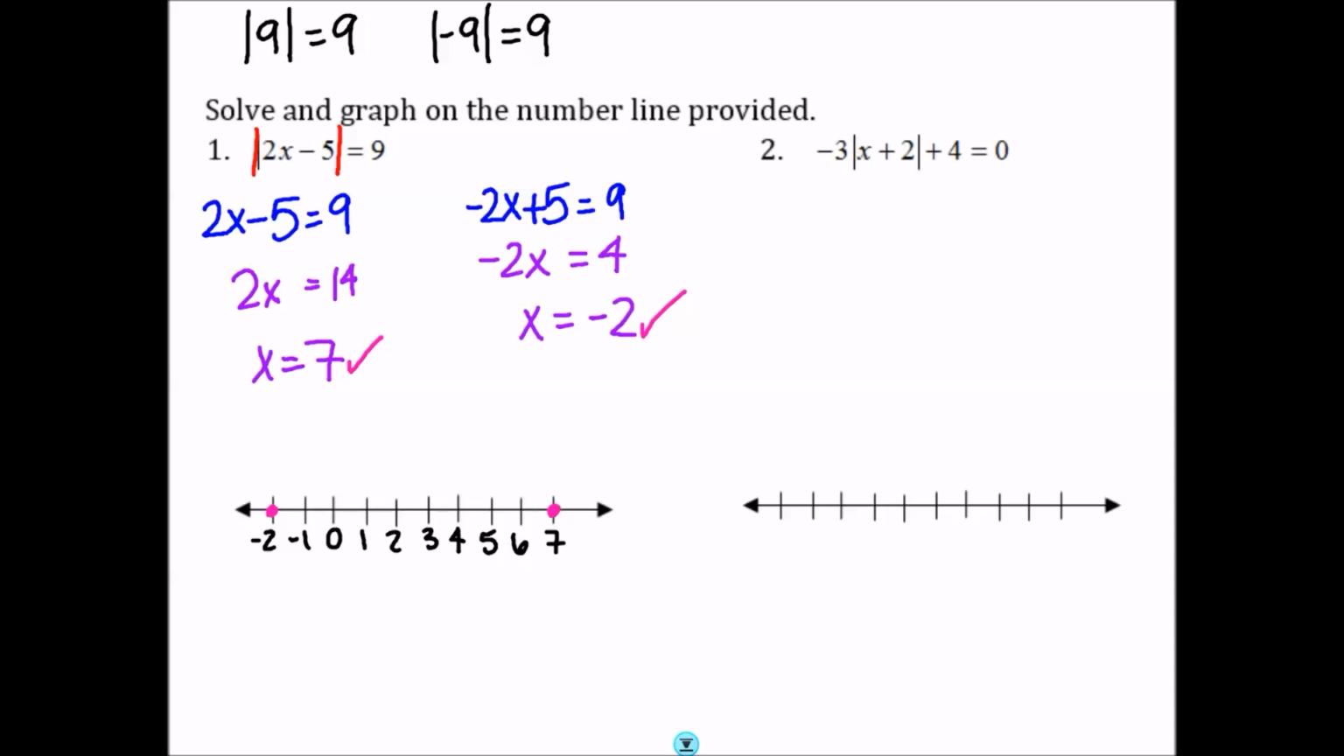Remember that the first step is to isolate the absolute value. That means I need this section of the equation to be the only thing on that side of the equation. So if this was the equation 3x plus 4 equals 0 and I wanted to solve for x, I would start by subtracting 4 from both sides and then dividing by -3. Then I can split my equation into two equations.